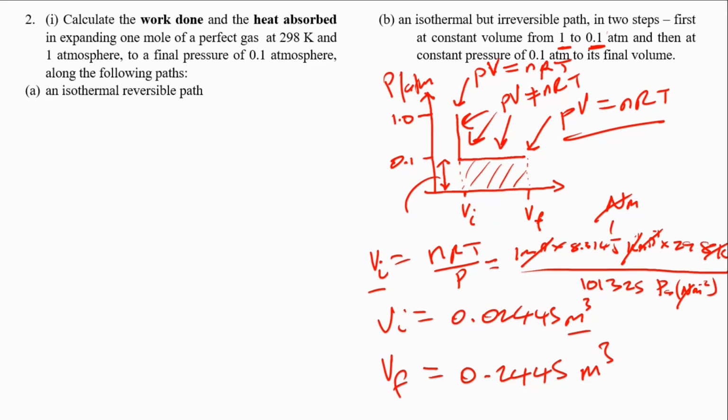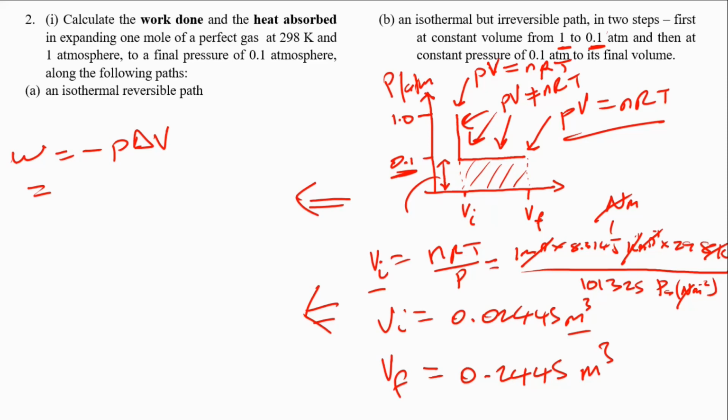Now we can go ahead and calculate the work. All right, let's just go over here. It's a little bit crowded. Work is equal to minus P delta V, just so you won't forget. So the pressure that we'll be working with is the 0.1, because that is where the volume started to expand. That is where the system was doing work. So 0.1, and I will convert that to newtons per square meter.